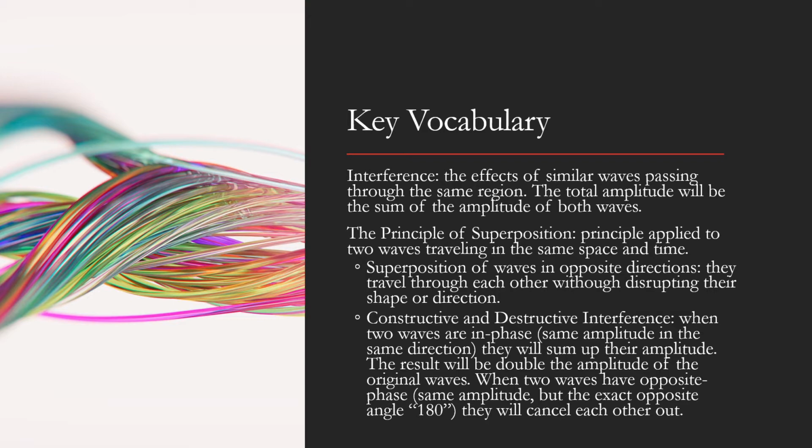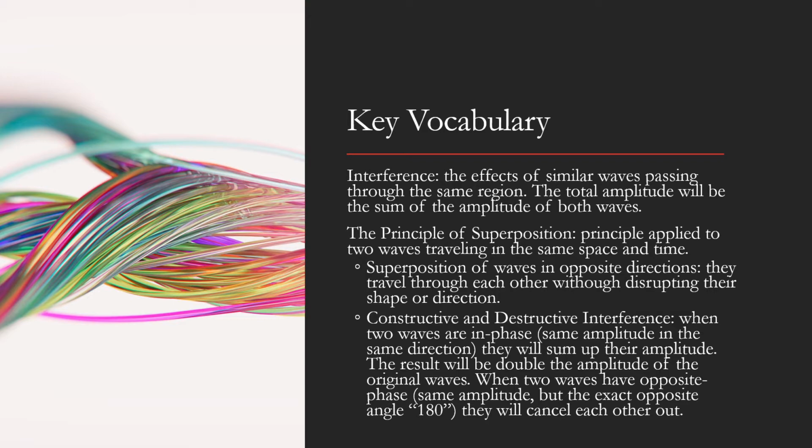So let's go with the first one. We have superposition of waves in opposite directions. They travel through each other without disrupting their shape or direction. Let's suppose that we have one wave going from left to right, and one wave coming from right to left, but the first one is a little bit bigger than the second one. They are traveling in opposite directions.